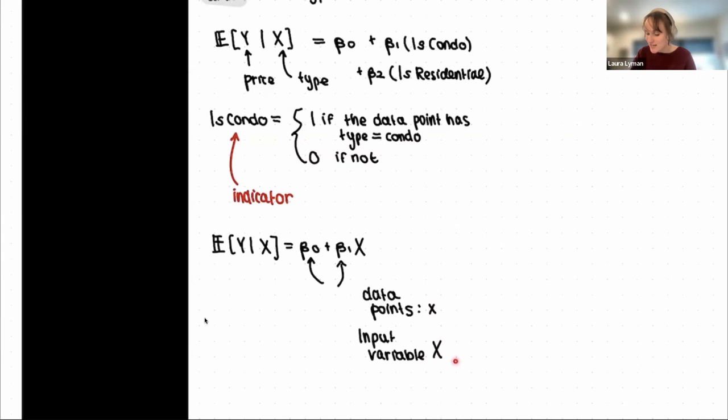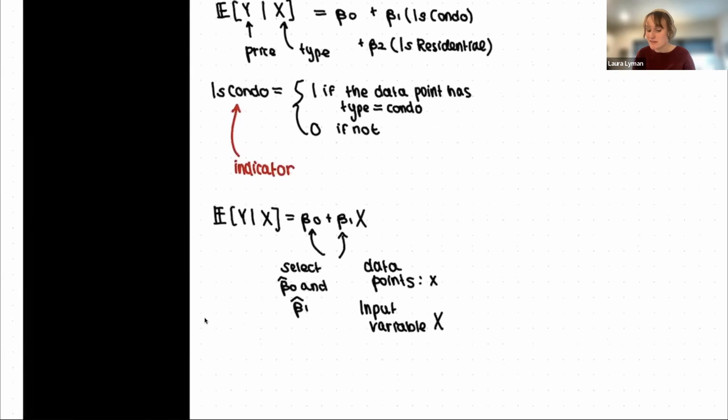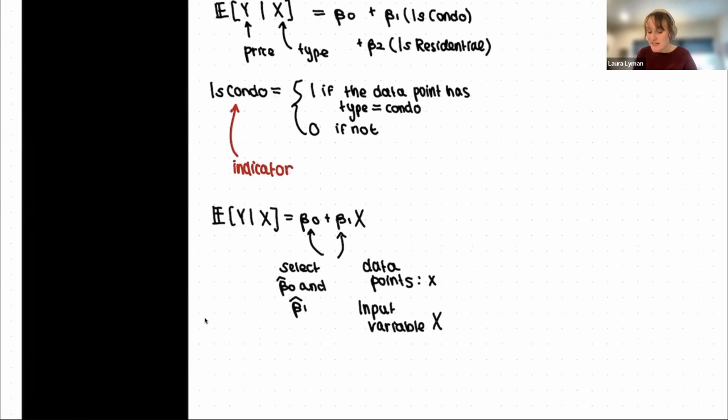So the data points are realizations of our input variable capital X. And using all of those potential data points, we then select our estimates beta zero hat and beta one hat. But in the regression equation itself, in this model equation, we think of typically the beta zero and the beta one as being fixed. Now, of course, if we're looking at this probabilistically in terms of distributions, that's not true. But for simple linear regression, we're ultimately finding fixed values of beta zero and beta one that best represent the relationship between capital X and capital Y. So hopefully that addresses some of the confusion.